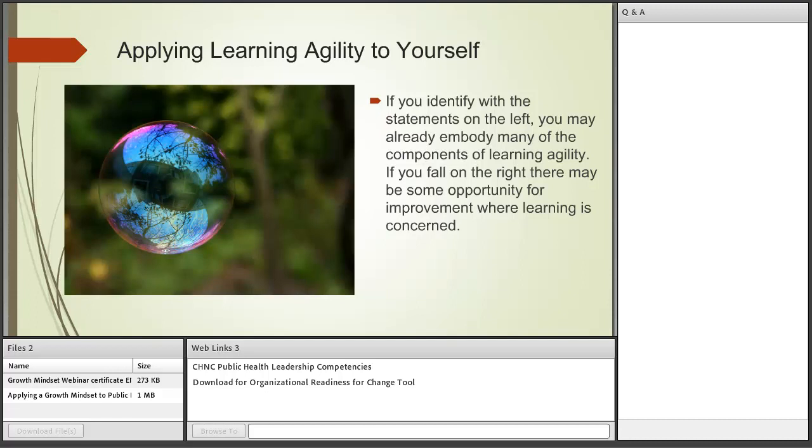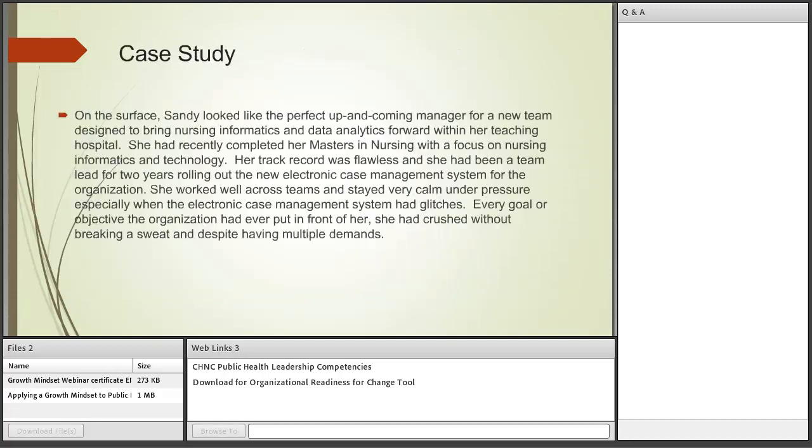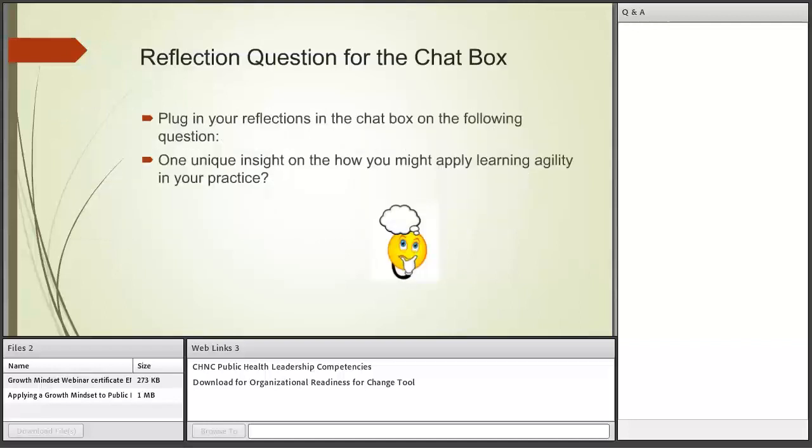So now I'm hoping that we can spend a few minutes looking at a reflection question for the chat box. In your view, you will see a bubble, and you can type in the bubble. I'm putting the question here on the slide, based on what we did with the mini assessment and the different types of opportunities I talked about that you could seek out.